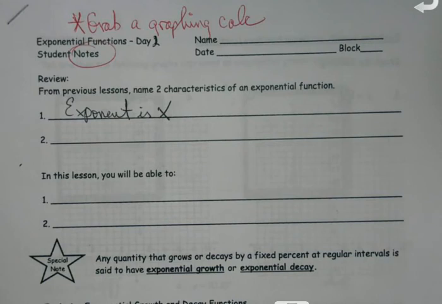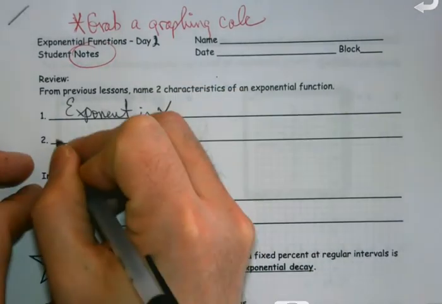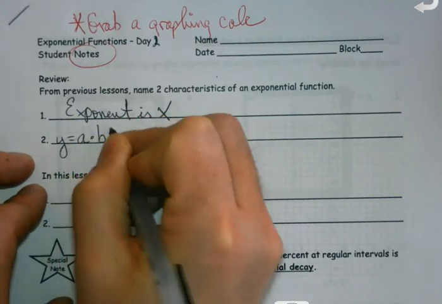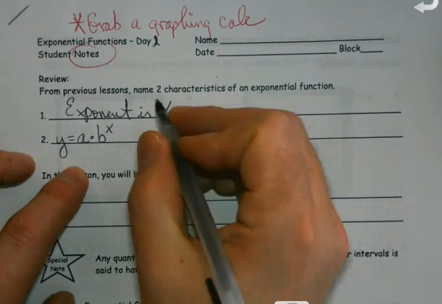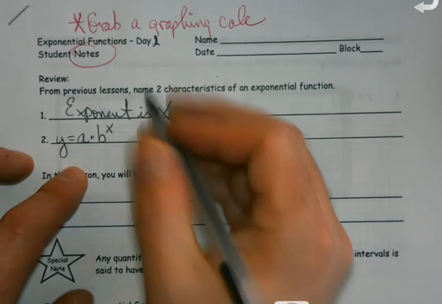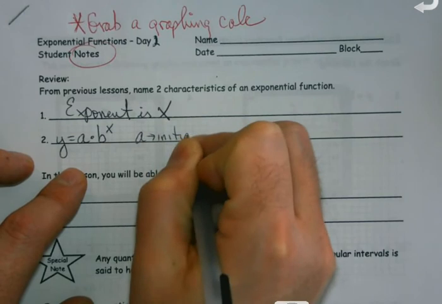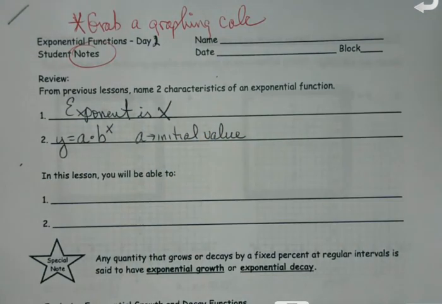The other thing that I learned is that the equation that goes with it is called y equals a times b to the x. The b value is what's really important here, but a is my initial value. How much did I start with? Whether it's money, bacteria, the value of a car, whatever it happens to be.